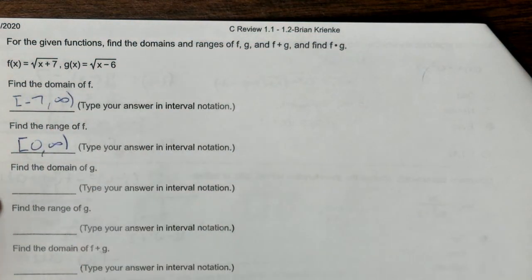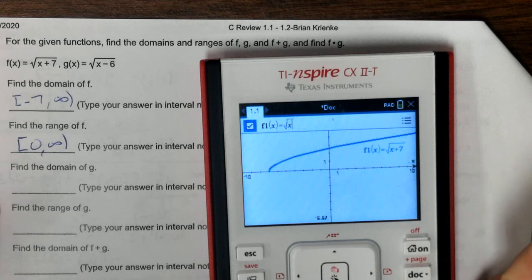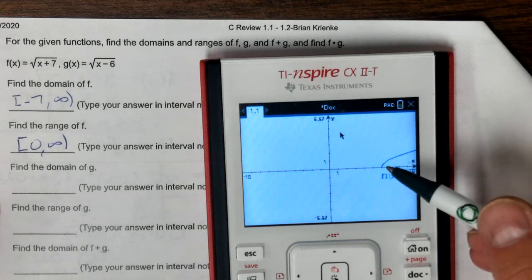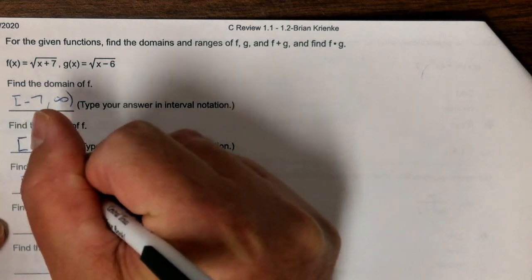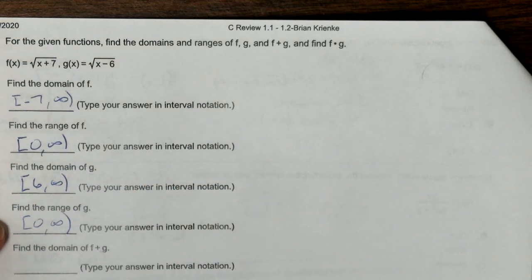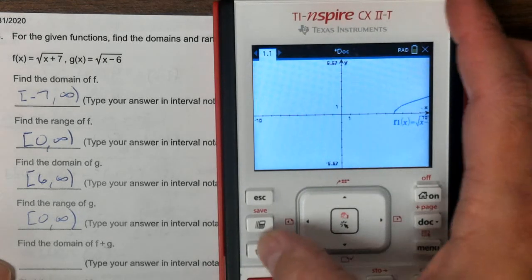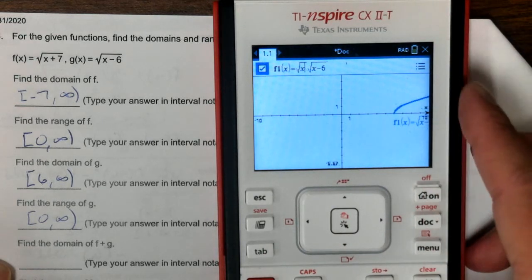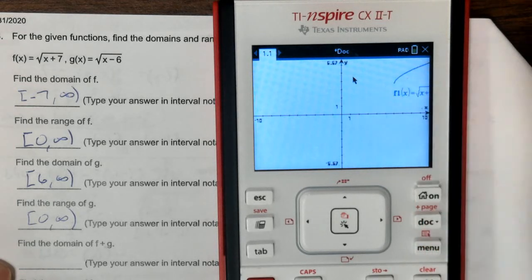For g, we have that one. So I'm just going to do minus 6. So that's this way, and so that'd be 6 comma infinity. And again, 0 comma infinity. Okay, so now for the domain of f plus g, got the square root x plus 7 plus that function. So it's basically just a little bit higher.